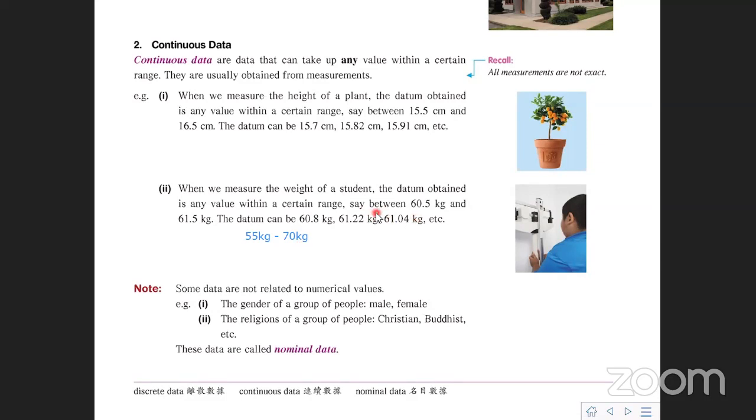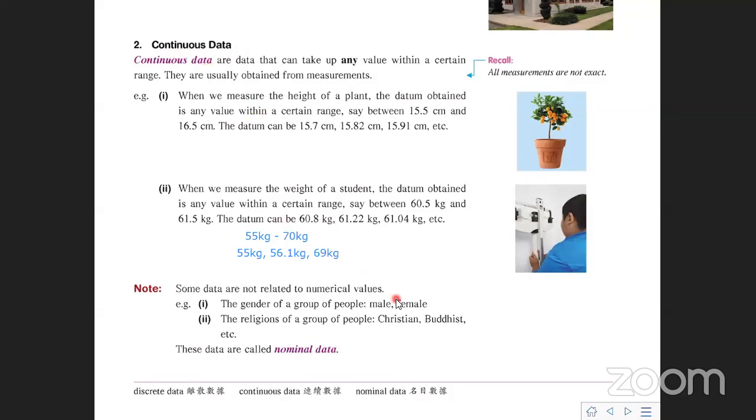Then it means a student can weigh 55 kilograms or 55.5 kilograms, or maybe 56.1 kilograms. It can take up any value, 70 or 69 kilograms, something like that. It can take up any value within this range. In this case, this kind of data is called continuous data.